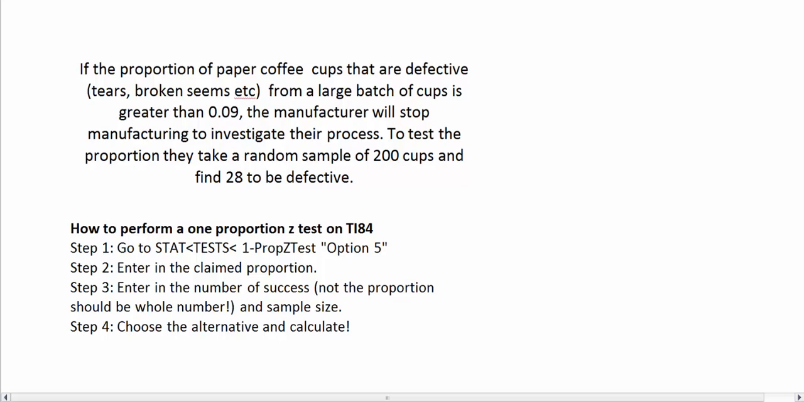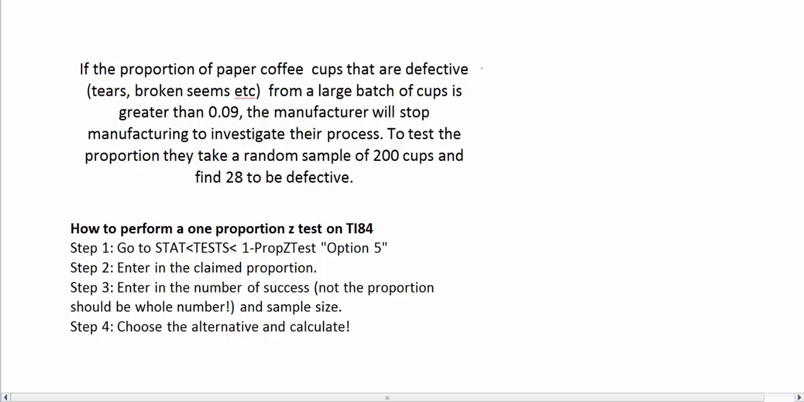If the proportion of paper coffee cups that are defective from a large batch of cups is greater than 0.09, the manufacturer will stop manufacturing to investigate their process. To test the proportion, they take a random sample of 200 cups and find 28 to be defective. Let's go ahead and solve a proportions test.